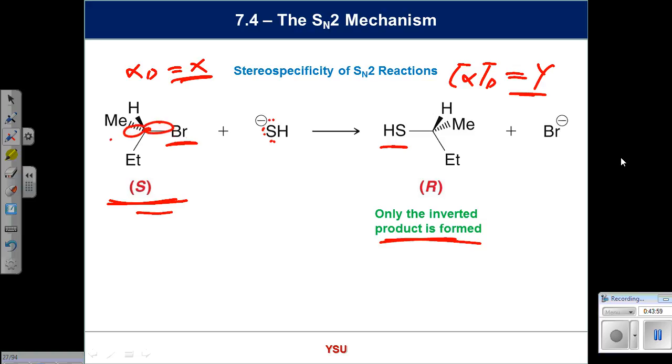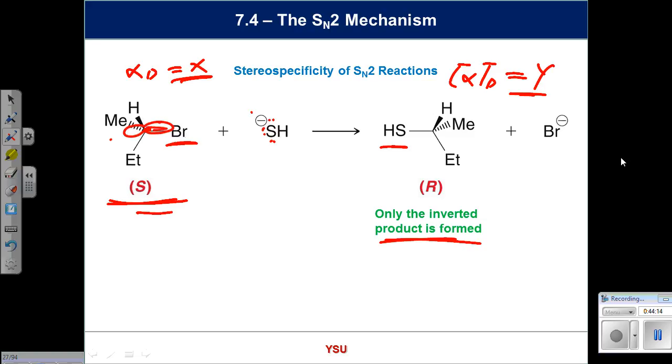I'm attacking a carbon that quite happily was existing with 8 electrons. All my bonding orbitals are full. So I bring an extra pair of electrons in, where are they going to go? Antibonding, that's why it gets unstable. So that antibonding is at the back.